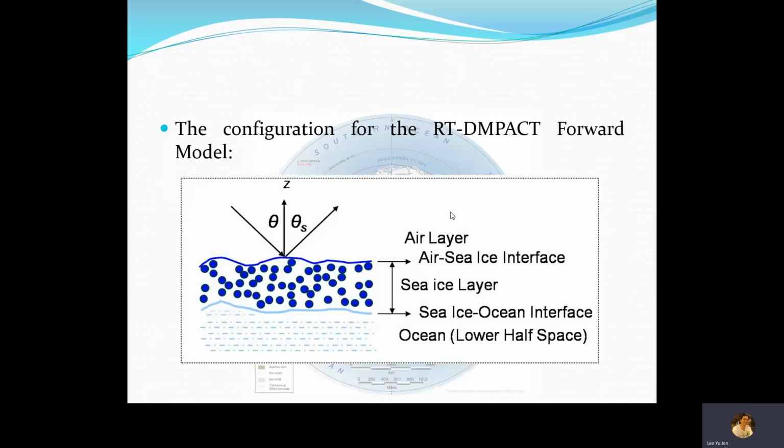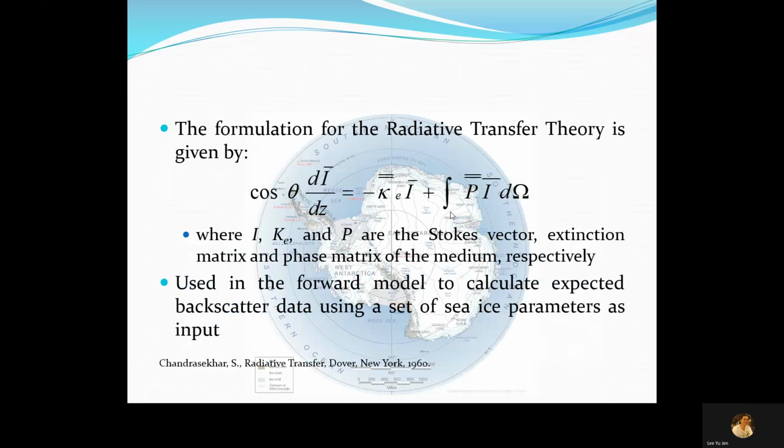So this is the configuration for the forward model. At the moment, we are only employing a single layer forward model. So we have the sea ice layer sandwiched between the air layer at the top and the ocean layer at the bottom. And embedded in the sea ice layer are spherical shaped scatterers.